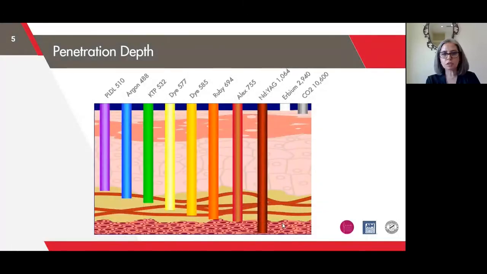As you can see, this is just a schematic view to show you that the longer the wavelength, the deeper the penetration. And once you have the erbium YAG and CO2, which are after the range of absorption, actually the two peaks of water absorption, I want you to pay attention to how superficial your laser went.